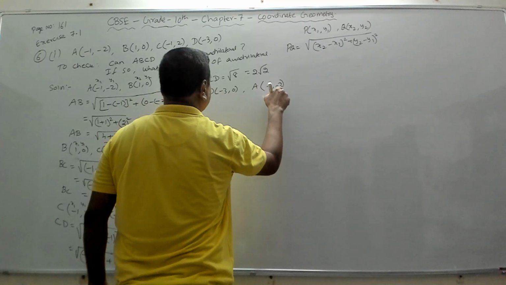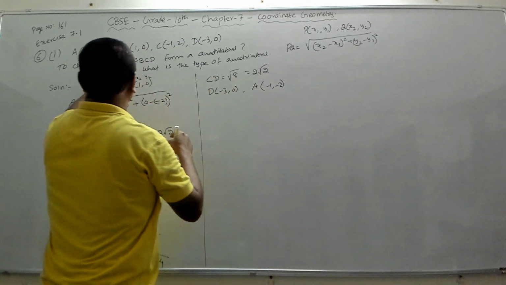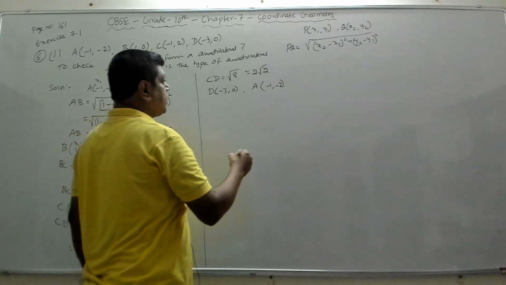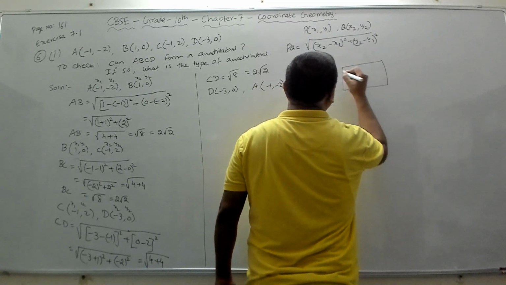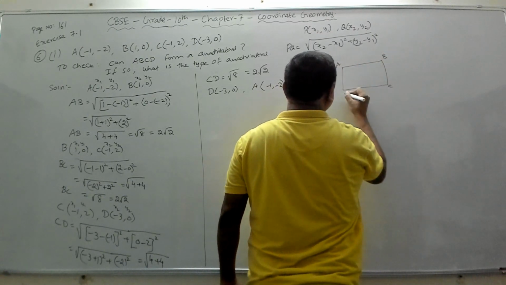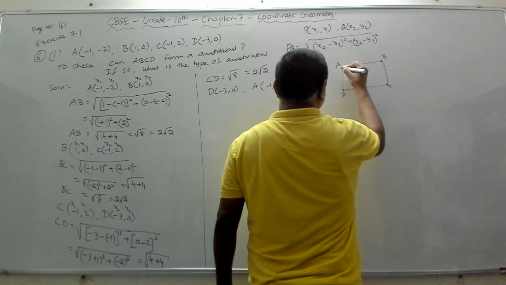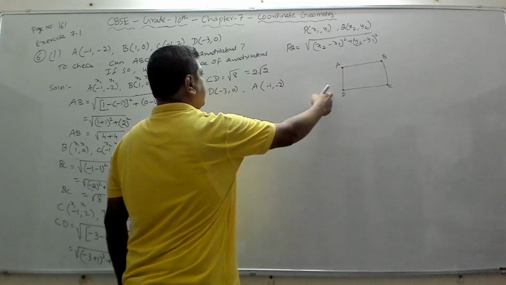We are finding all the points. Suppose it is A, B, C, D: like AB, we are finding BC, CD and DA, all four sides. We cannot draw a quadrilateral now, but assume that it's like this. So A, B, C, D, these are the 4 points given. Then we have found AB, BC, CD, and we have to find DA now.